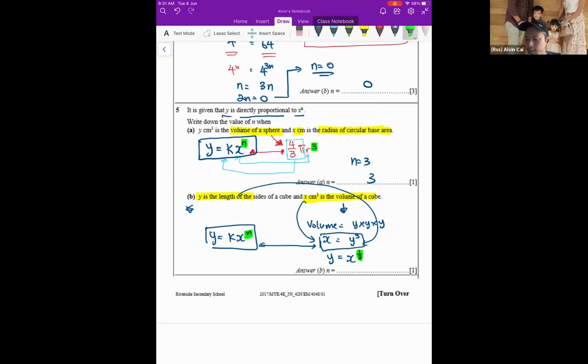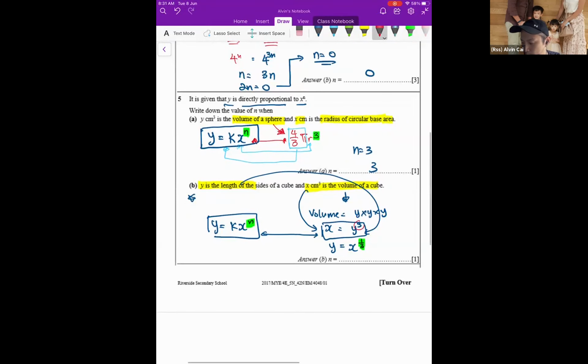Why is it 1/3? Some of you might be asking. Whenever we bring a fraction, the power, over, we do the reverse. So if it's 3 here, I bring across, I divide by 3. So when I divide by 3 it is 1/3. When it's y squared equals x, I square root. So square root is also equal to x to the power of half.